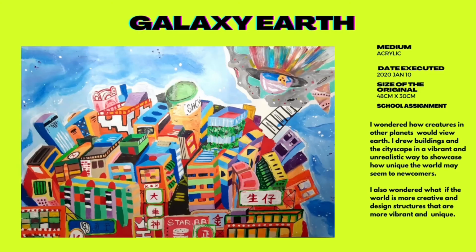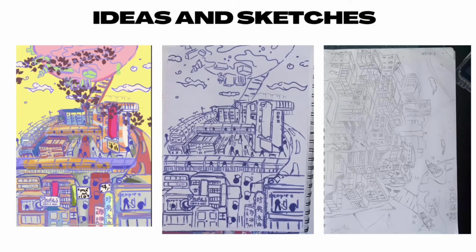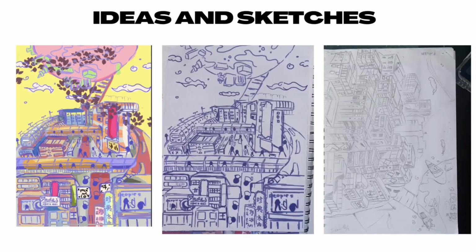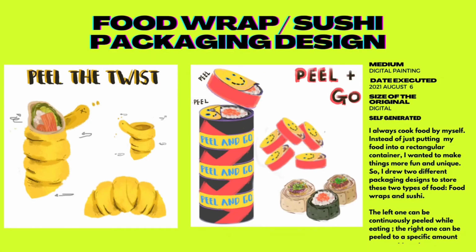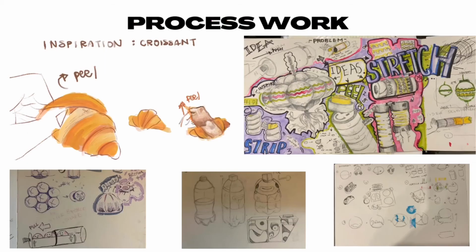And this is called the Galaxy Earth. It's not the last, but it's another artwork. Imagine if an alien in the galaxy sees Earth, how does it see Earth? So I made it very colorful. This is a food wrap, packaging design, because I was going for industrial design at first, and that's why I have this. It's about how I can package sushi and food wraps. This is inspired by croissants. I thought, oh, I can eat croissants like that, I can just unwrap it. I can also think of it as a container to store food wraps.